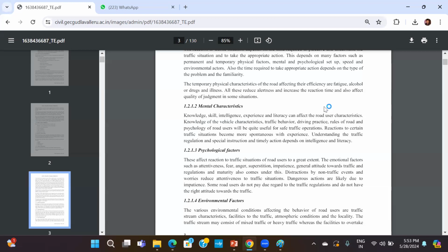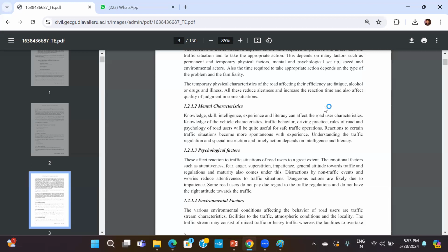The emotional factors such as attentiveness: when the vehicle will stop, when the vehicle will move, and how the opposite vehicles are coming. So the reaction to those situations, that is attentiveness, fear, anger, superstitions, impatience, and the general attitude towards traffic and regulations, and maturity also come under this. If he has no maturity, he will stop the vehicle itself and make a nuisance. Distraction by non-traffic events and worries reduces attentiveness to traffic situations. Dangerous actions are likely due to impatience.